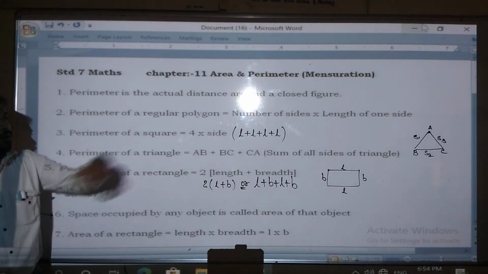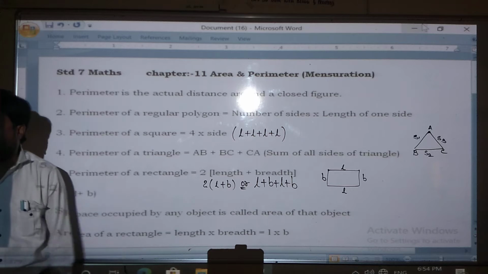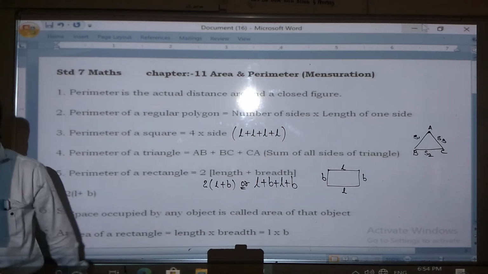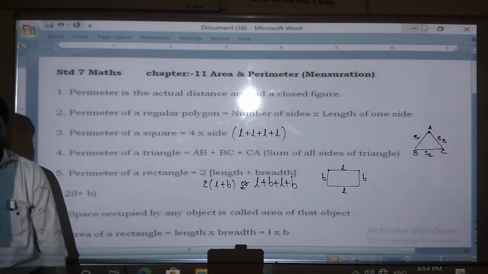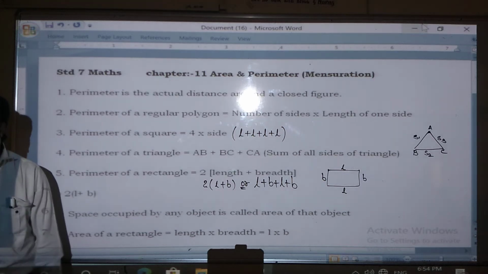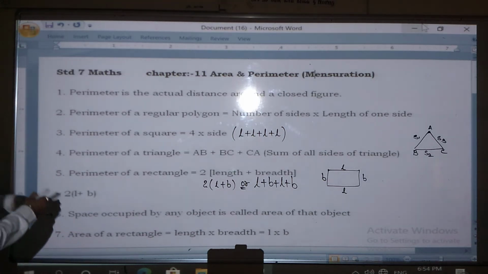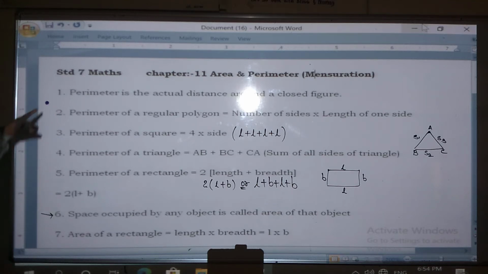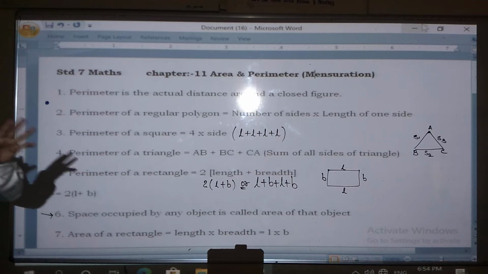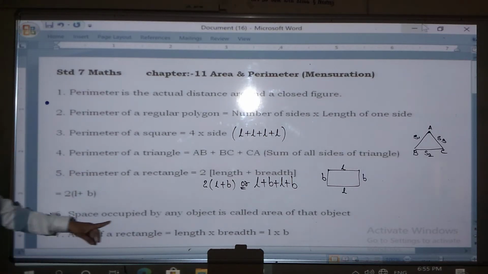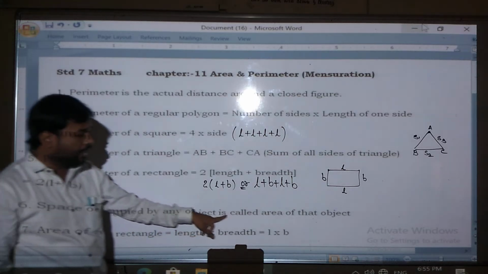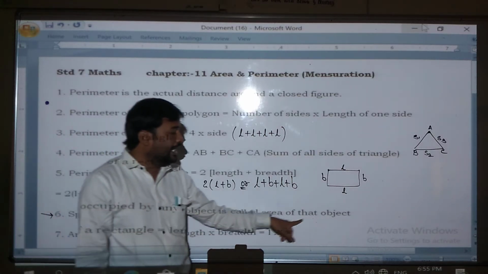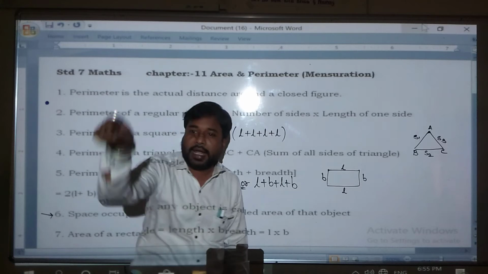We are not talking about a rectangle. We are not talking about a square. We are not talking about a triangle. We are not talking about a circle. Anything, anything. Right? If I draw one big dot, you can see that I can't see the white portion. Means what? This blue color has occupied some space on the board. Right? So the space occupied by any object is called the area of that object.